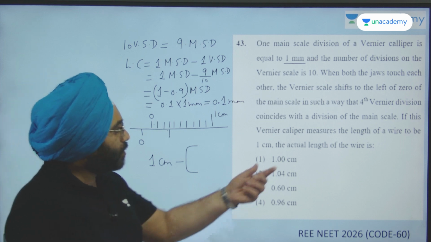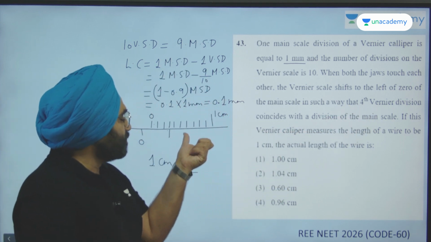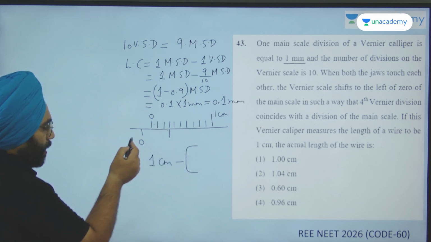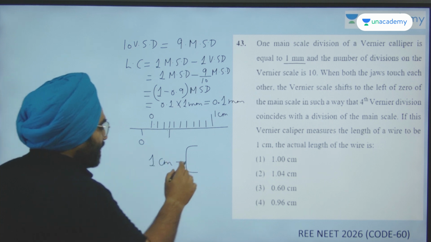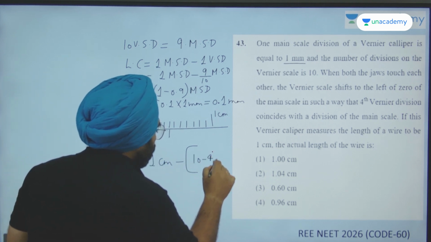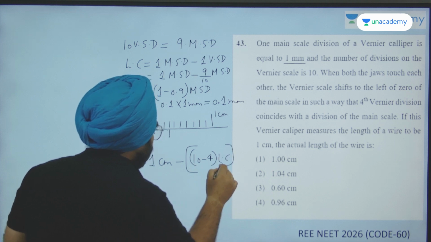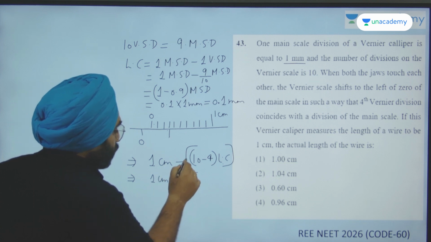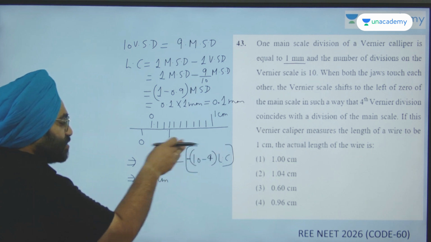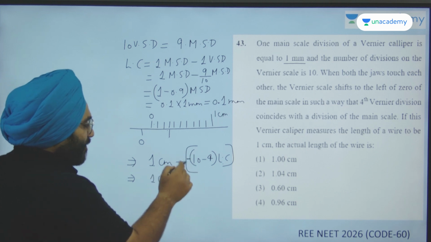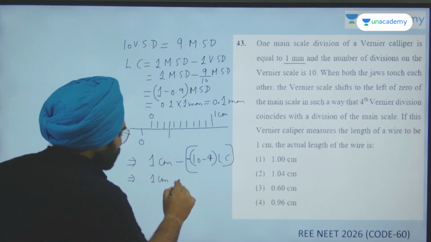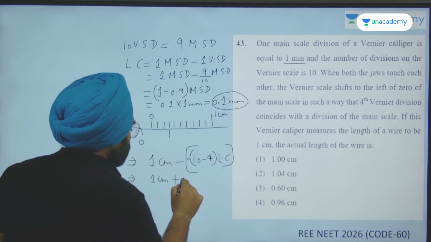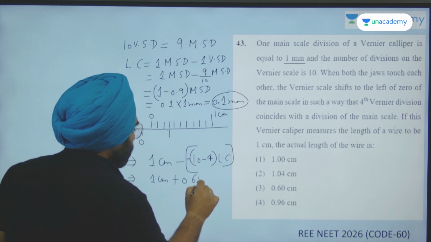Now the fourth vernier division is coinciding with a division of the main scale. So how do you solve in this case? Now in this case, it is on this side. So it will become how much here? It will be 10 minus 4 into least count. Got it? So it will be 1 centimeter. Now you will be taking negative here because you will be adding this value. This is negative error. So this will get added. So 1 centimeter plus 6 into LC. Least count is 0.1. So this will be 0.6 mm.